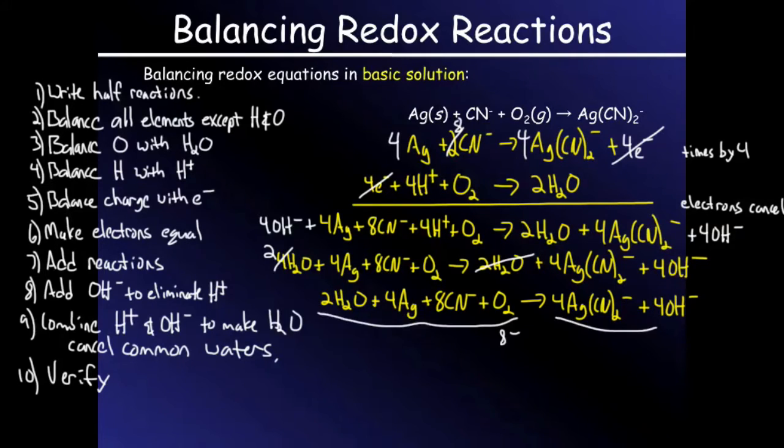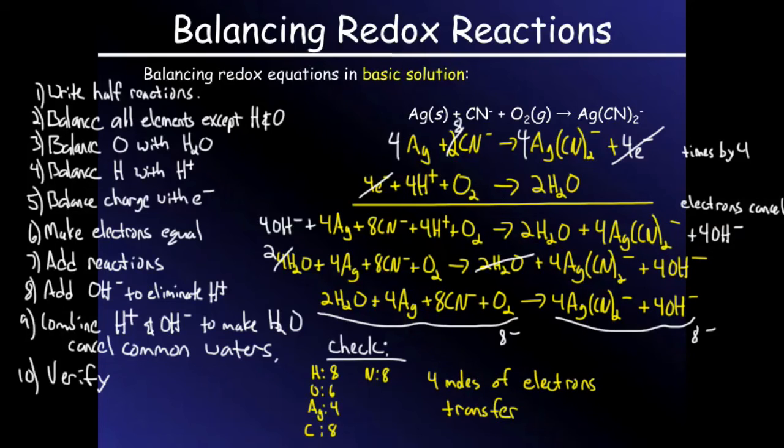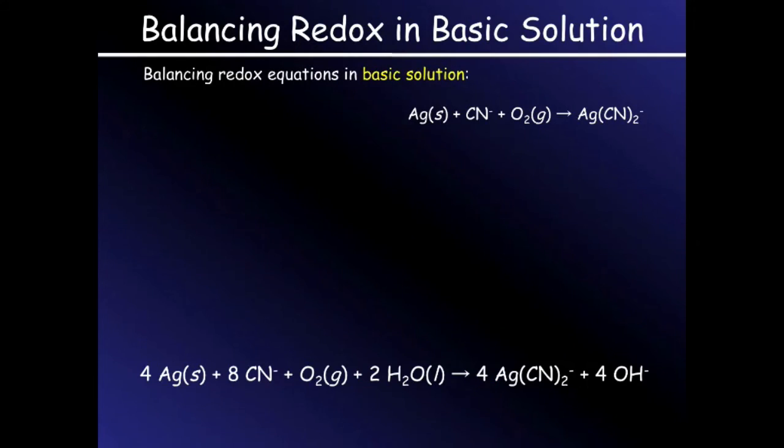Verifying again at this stage, both sides have an 8- charge, and we have the same number of atoms of each element on both sides. Because 4 moles of electrons were what was canceled, then 4 moles of electrons were transferred.